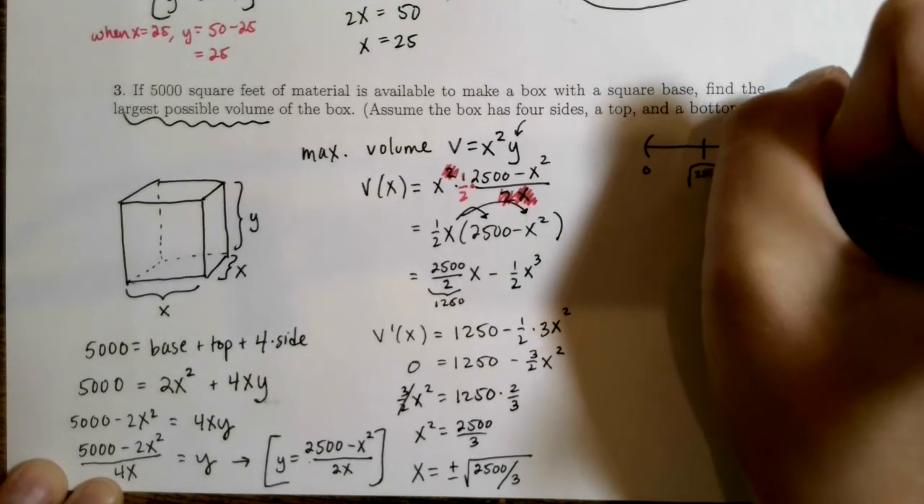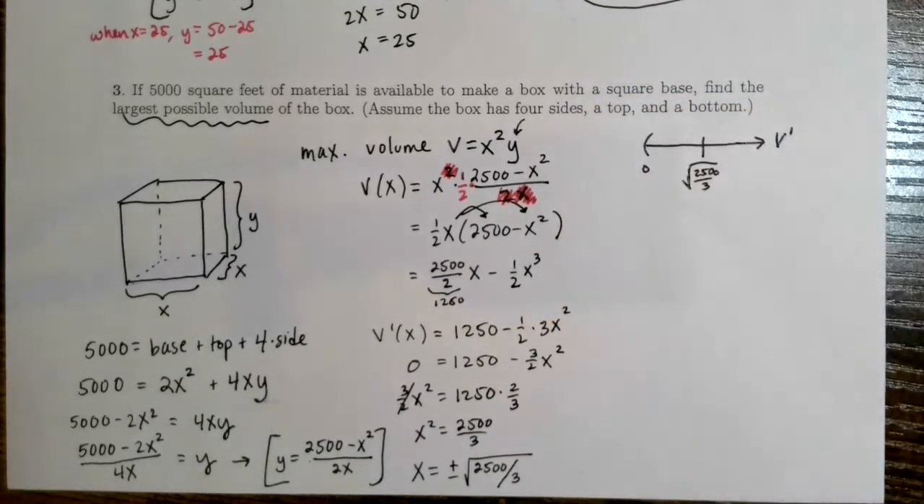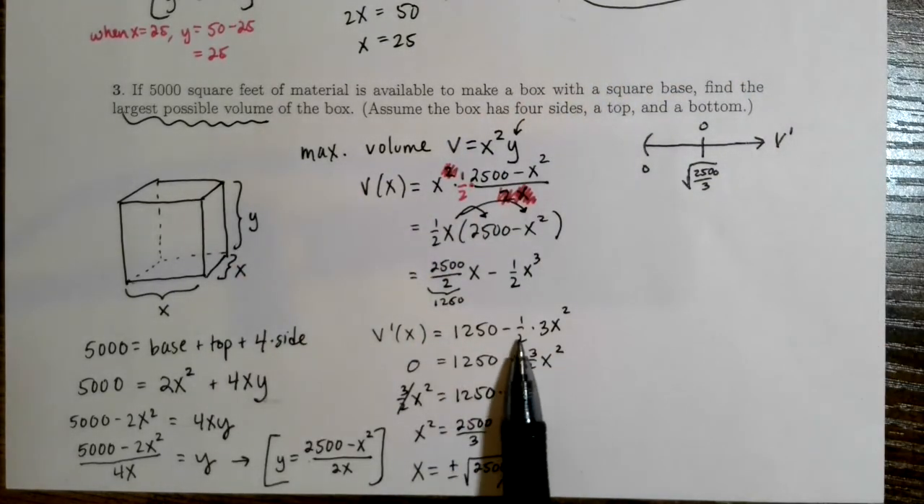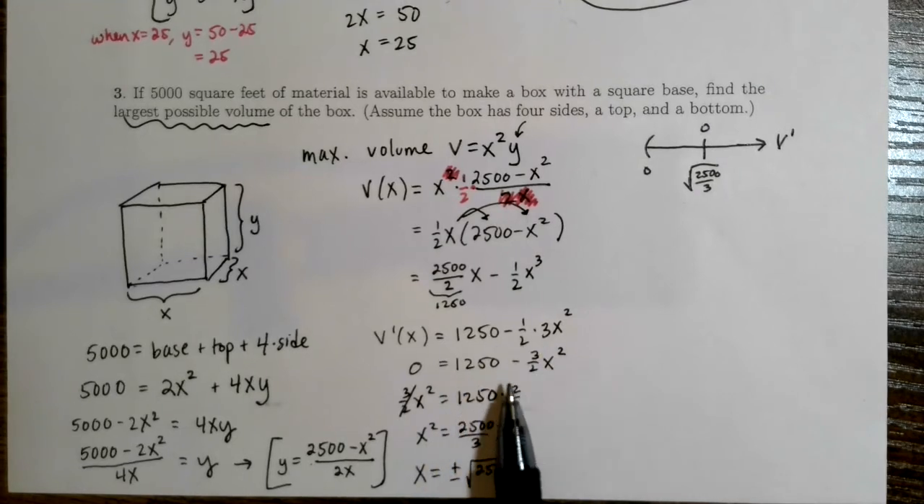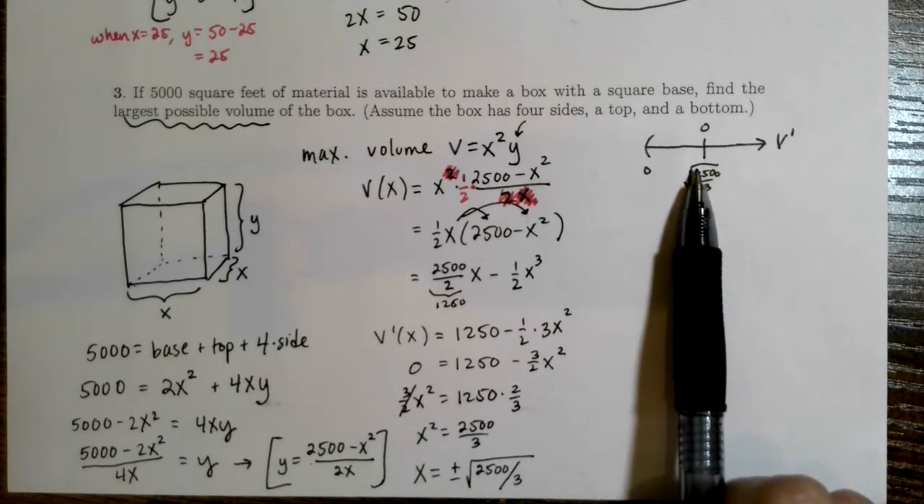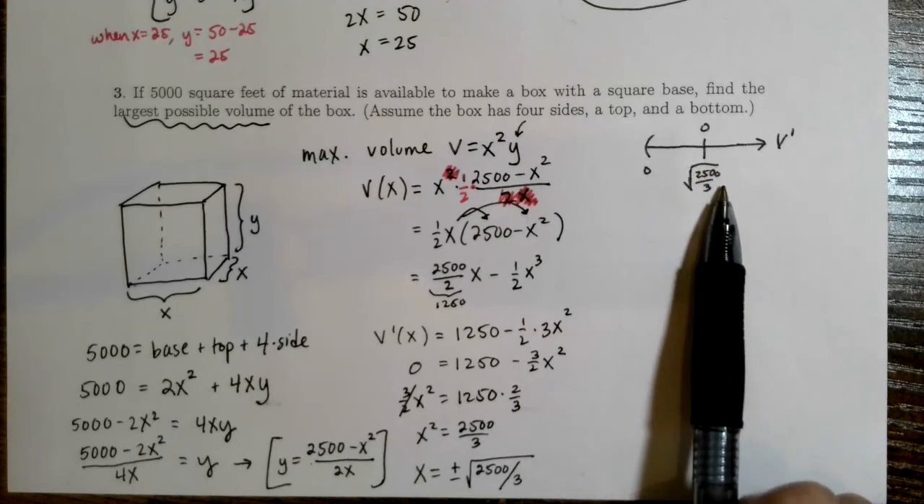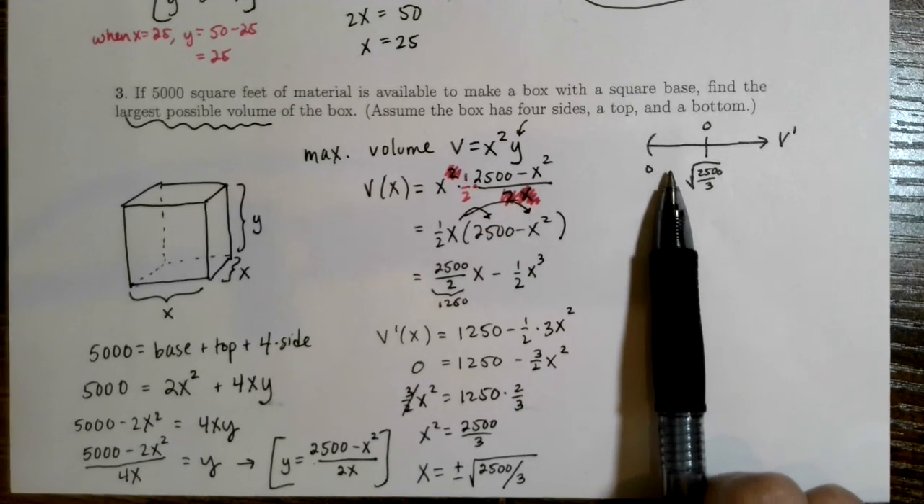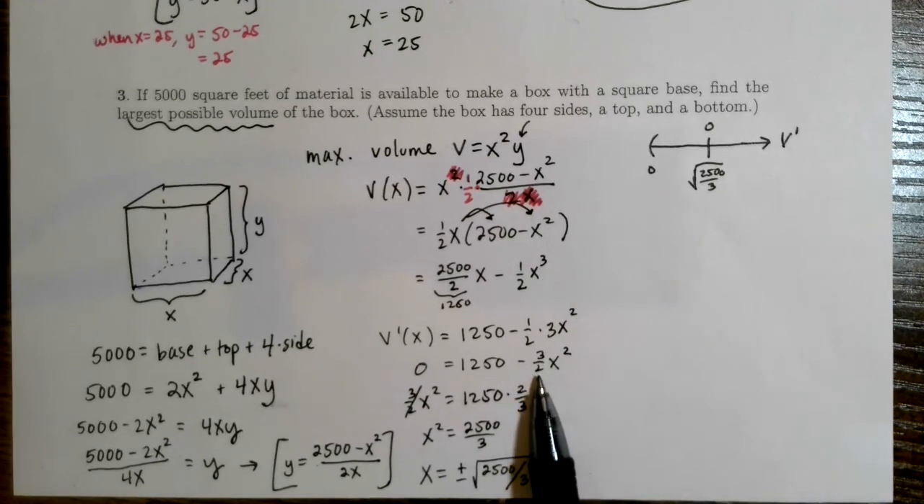So I have the square root of 2,500 over 3. And I don't have a calculator, so I'm going to do my best to check the numbers that I can here. V prime, I'm going to look at this format, 1,250 minus 3/2 x squared. All right, so I just need to figure out if the output would be positive or negative. So something between 0 and this number. This number is bigger than 1 because 2,500 is so big. So let's say 1. If I plug a 1 in right here, I get 1,250 minus 3/2. That's definitely positive.